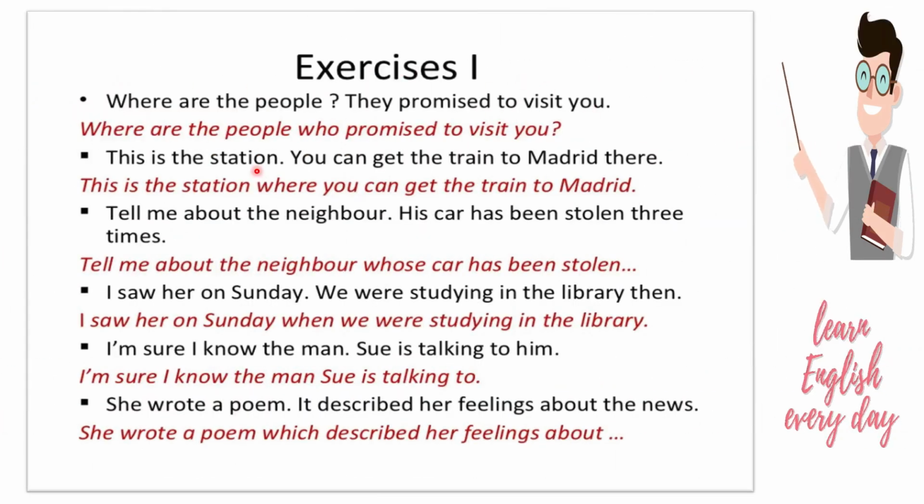This is the exercise to make you understand all of the use of the relative clauses, in the defining or non-defining relative clauses. Like this: where are the people, they promise to visit you. This is the station, you can get the train to Madrid there. Tell me about your neighbor, his car has been stolen there 3 times. I saw her on Sunday, we were studying in the library then.